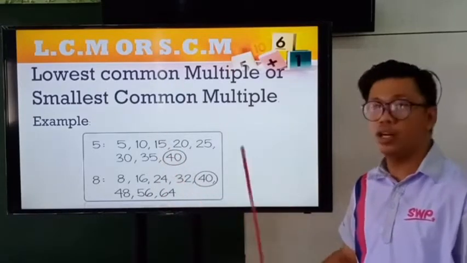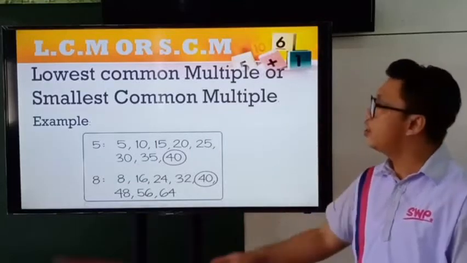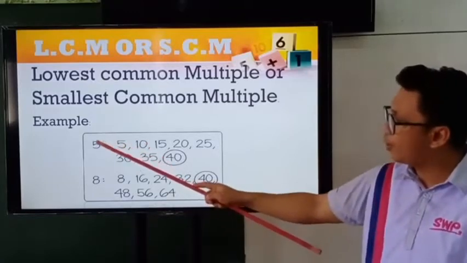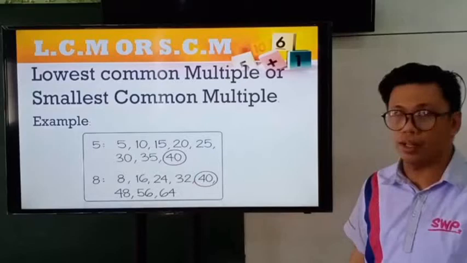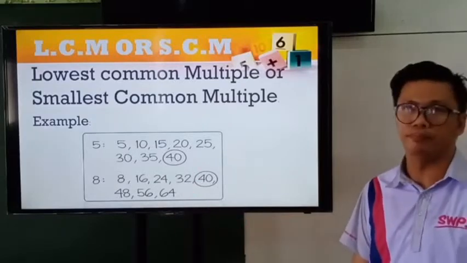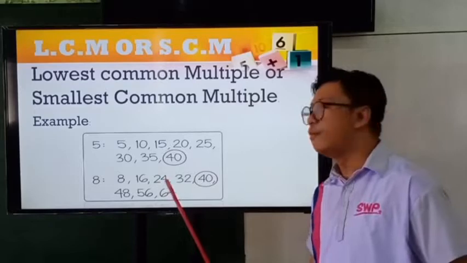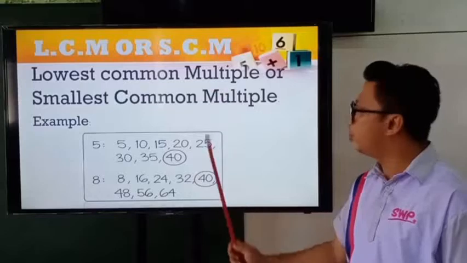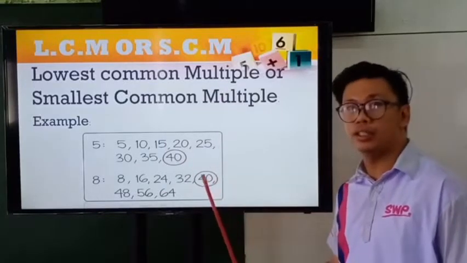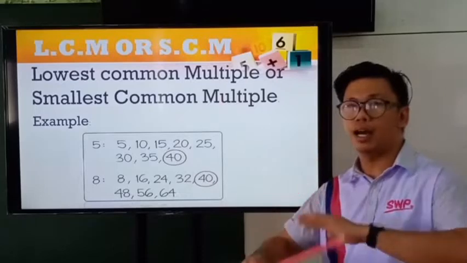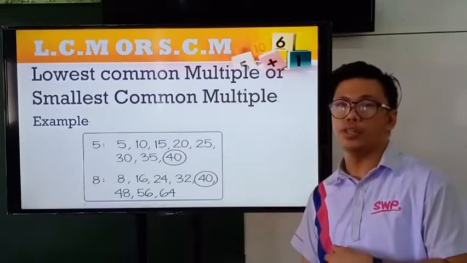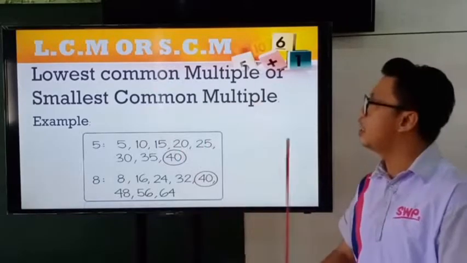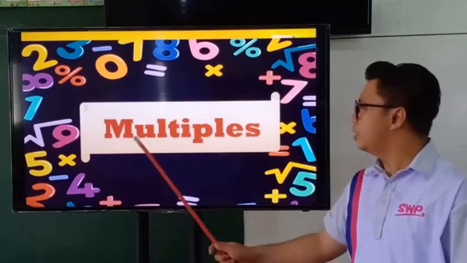Common multiple means the same number. When we say lowest, it means the smallest number. Now look at the multiples of 5 and 8. Look at the smallest number there. What is the smallest number? Very good. 40, teacher. So our lowest common multiple is 40, because that is the smallest number that is common, or the same number. Okay, did you get the correct answer? So that is LCM.